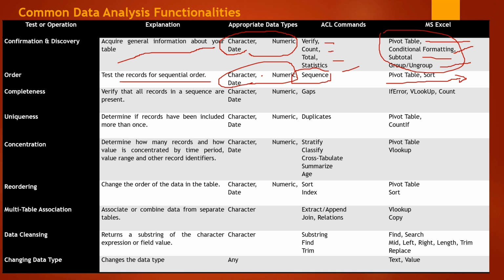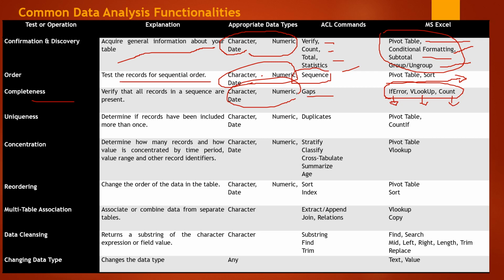So if you are checking the completeness of our records, we will look at the sequence of the presentation. So we look at character and numeric data. In ACL commands, we are using gaps, but in MS Excel, we are using IFERROR, VLOOKUP, and COUNT. IFERROR, I hope you will search it. VLOOKUP, we use the VLOOKUP. Count, we use COUNT.